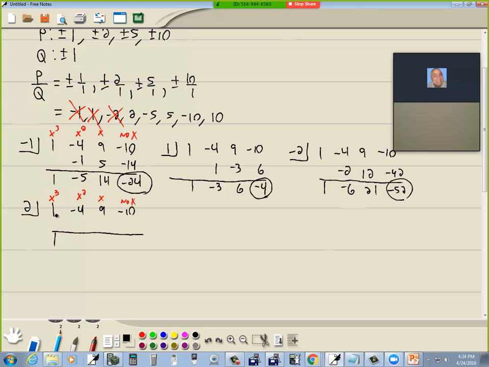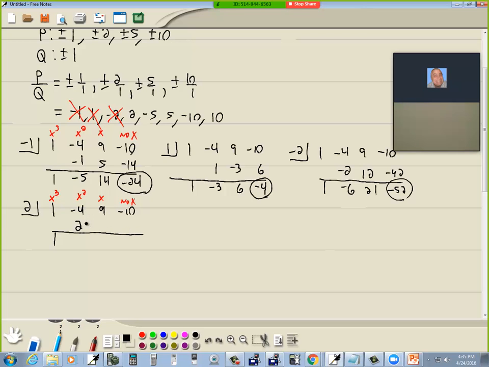Some people struggle with that. You just simply take whatever number's here and you bring it straight down. Now that's the add part. Now you always multiply by the number up in the box by the number you just put down here. So we'll take 2 times 1 gives us 2, and we put it here. And that's the multiply part.